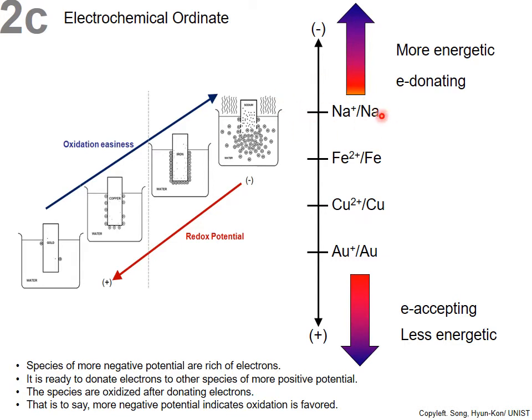So sodium is the most energetic in this series, so its reduction potential is most negative. Then iron, then copper, then gold, and gold is the most positive guy and also the poorest guy in terms of electrons. After we have placed those guys in this order, then we could easily expect the electron flows from one guy to the other guy.